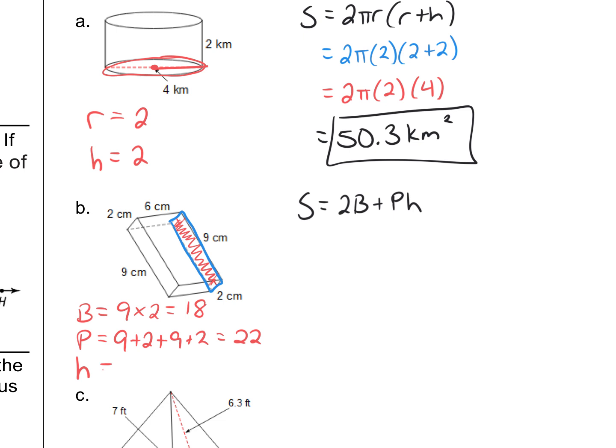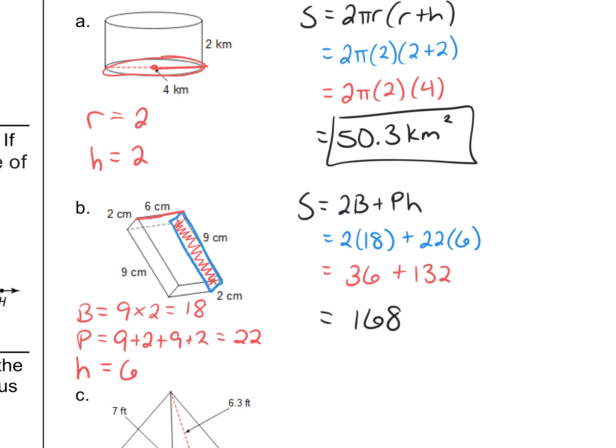And then how do I know what the height is? It connects the bases, which in this case is 6. Yep. Once you have all of those, plug it into your formula. We have 2 times 18 plus 22 times 6. Do you just add together right away? No, make sure you do the multiplication first. So this turns into 36 plus 132. Final answer: 168 centimeters squared. Good.